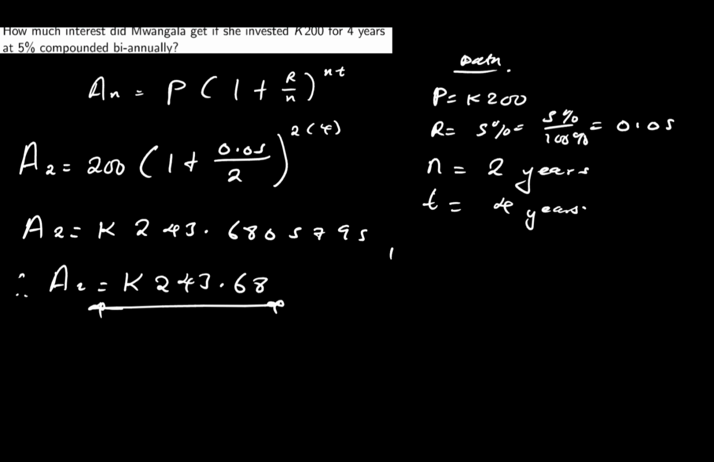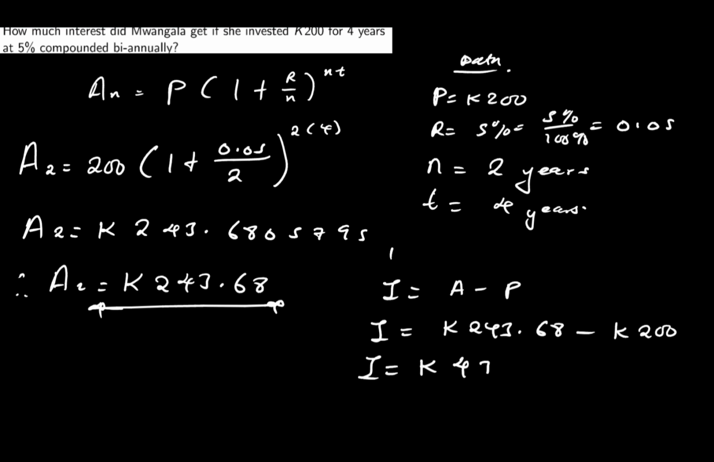So how much interest did this person make? Remember, interest would be equivalent to the accrued minus the principal amount. So the interest would be the accrued, which is 243.68 kwacha, minus the principal amount, which is 200 kwacha. So the interest will be about 43.68 kwacha. And this is the amount of interest that this person made.